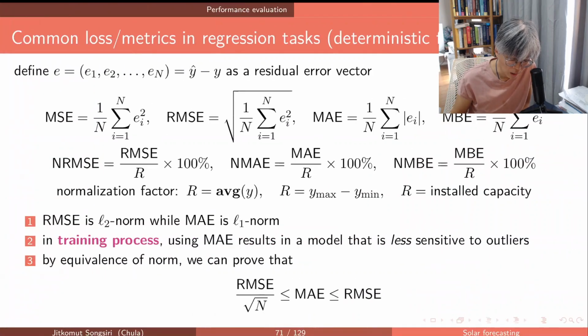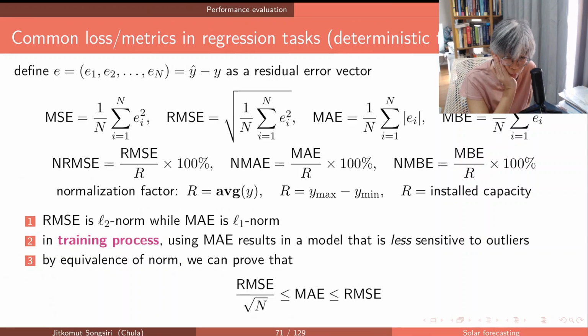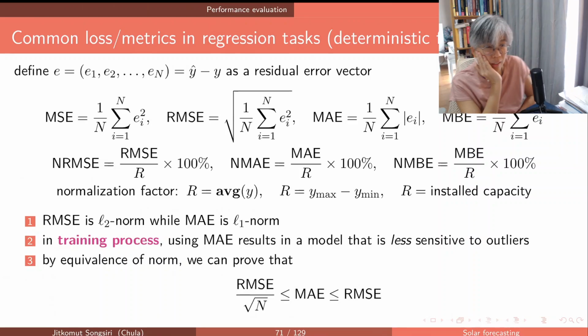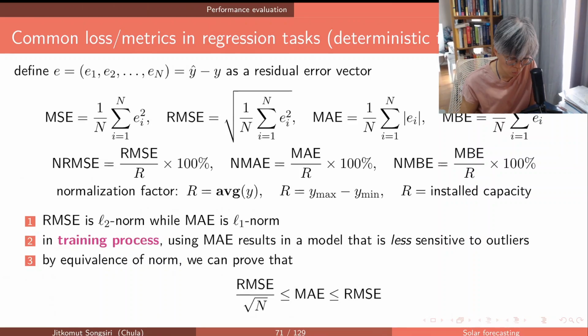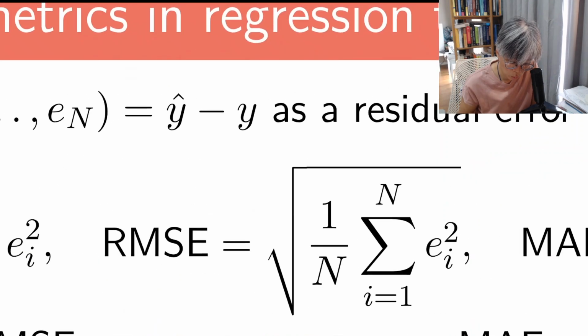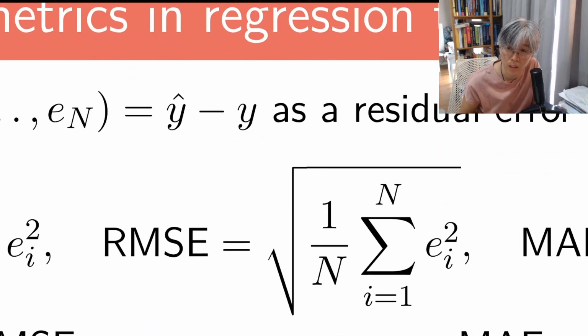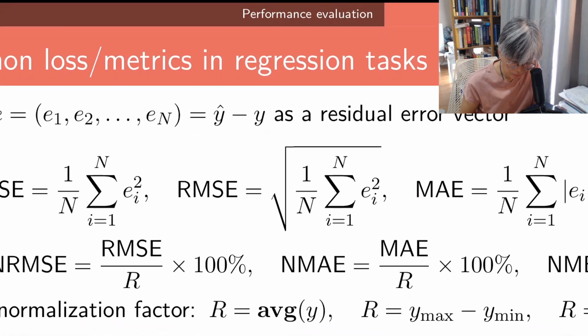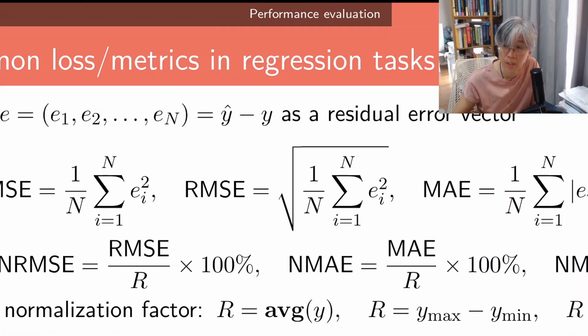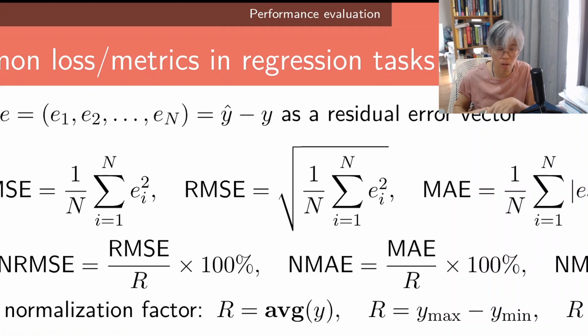Now let's take a look at the common metrics in the regression task, in the context of deterministic forecasting or point forecast. In this notation, we're going to use E, the vector E, as the residual error calculated under the rule y hat minus y. Suppose n is the number of samples in the test set, or in the validation set, or even the train set.